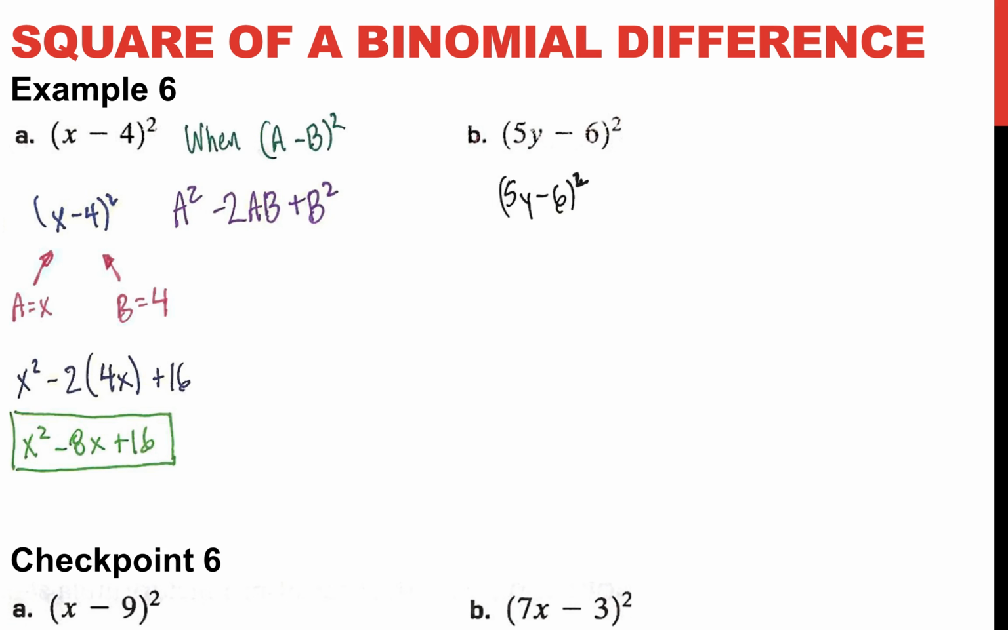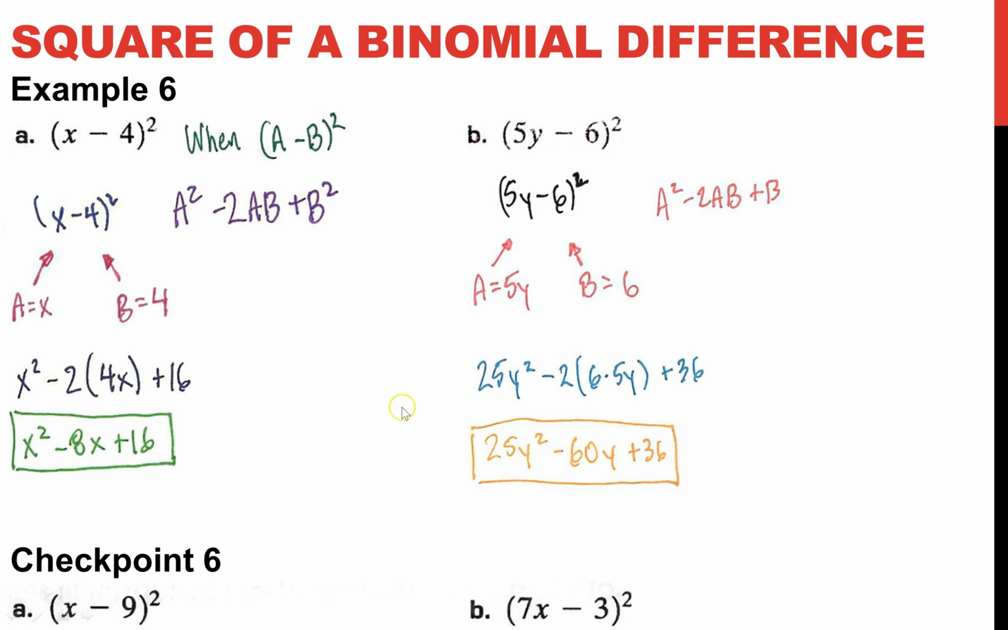Cool. So let's take a look at example 6b. Same thing, going to use the shortcut. I see a is 5y and b is 6. So 25y squared minus 2 times 6 times 5y plus 36. And of course, 5 times 6 is 30y, so 30y times 2 is 60y. So 25y squared minus 60y plus 36. Again, if you want to practice the shortcut, use the shortcut. If it confuses you, just seashell. You'll be fine.